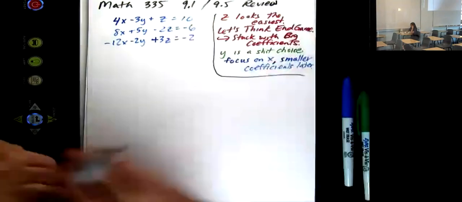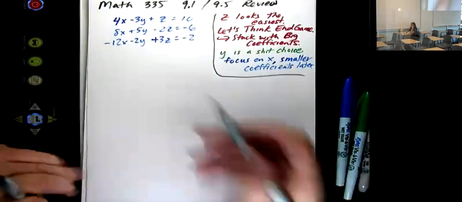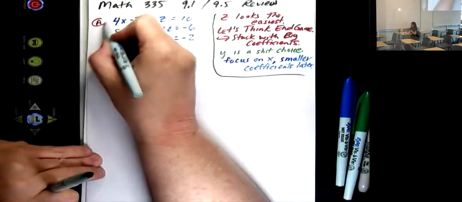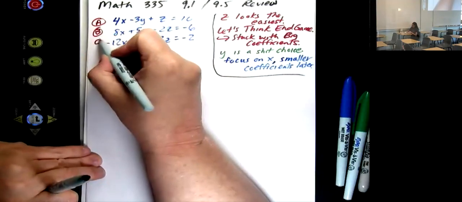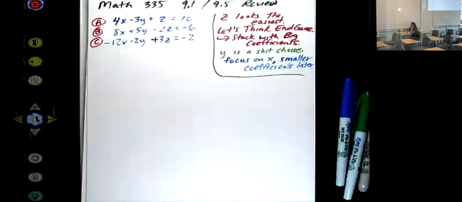Let me label these. Call them A, B, and C. And let me wait a few minutes as our sole student that likes to come to class is here. Let's give her a moment to write the question down.